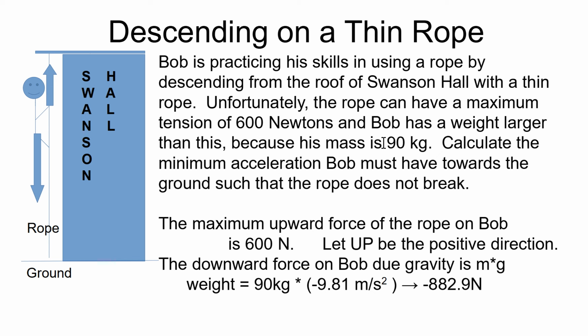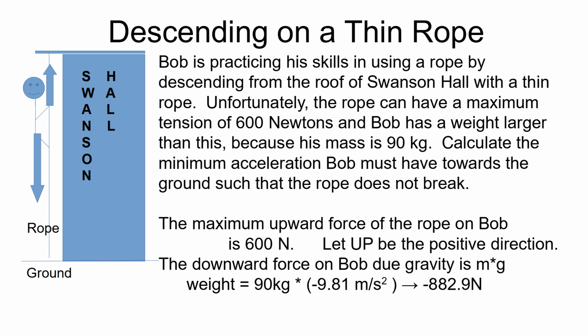We're going to let Bob accelerate at a constant rate towards the ground such that we don't exceed the tension in the rope. The upward force, I'm going to use positive as the up direction, and we have 600 newtons available upward from the tension in the rope. The weight of Bob is mg, mass times acceleration due to gravity, and that's a negative number. It's in the down direction, so minus 882.9 newtons, and we find that Bob's weight is greater than 600 newtons.